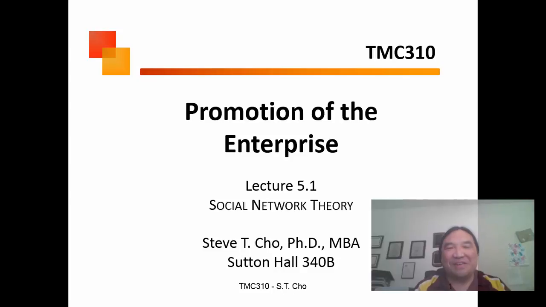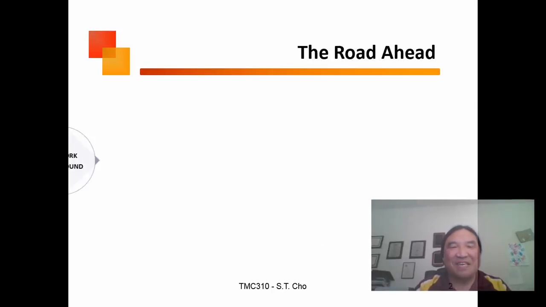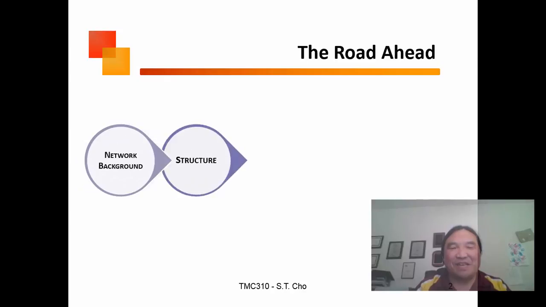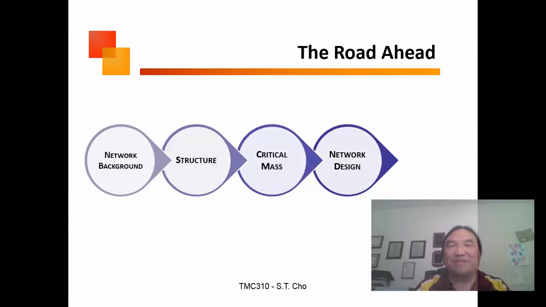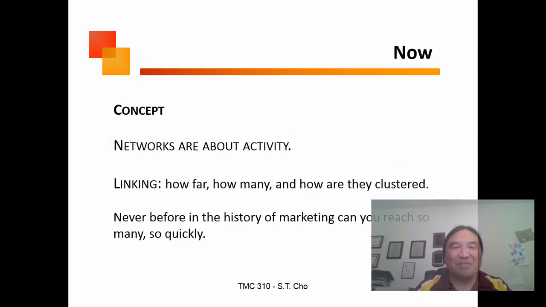Anyway, now we start our next section, where we're going to start talking about digital things. The foundation of all this digital marketing is networks. Today we're going to give you some background and talk about the structures of these networks. What does it mean to reach critical mass? How are they designed, what kind of influences do networks have in our life, and how are they currently applied?